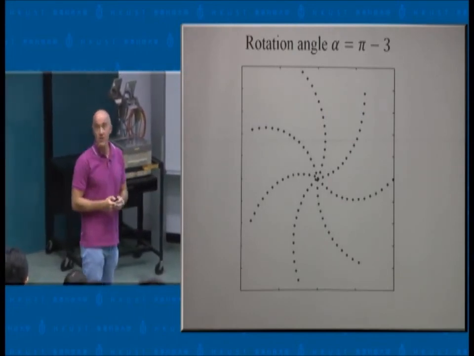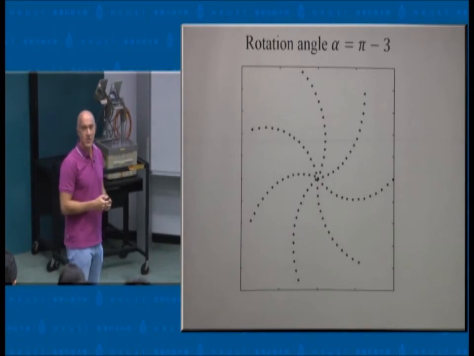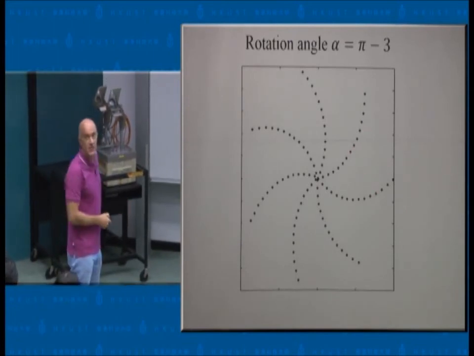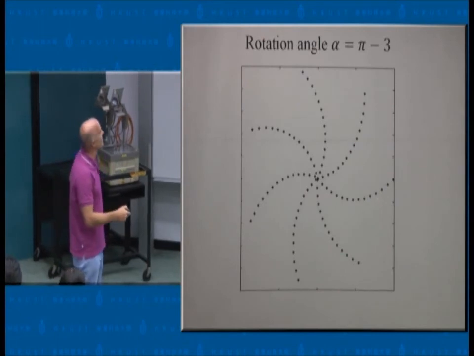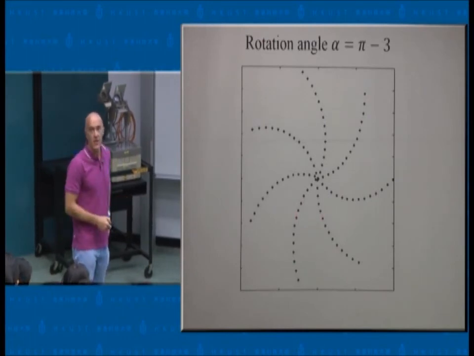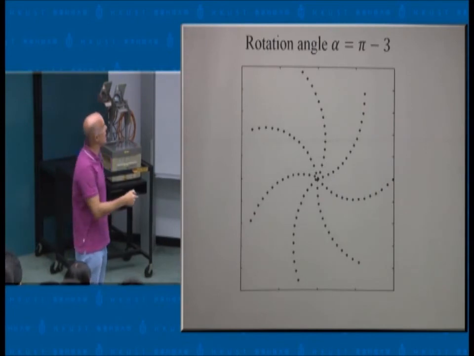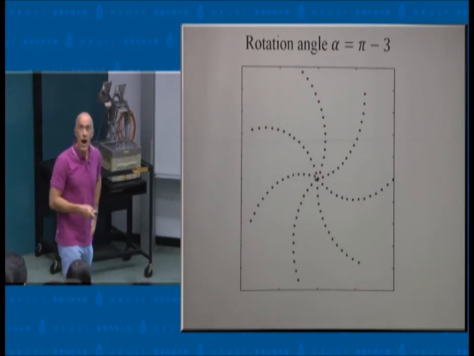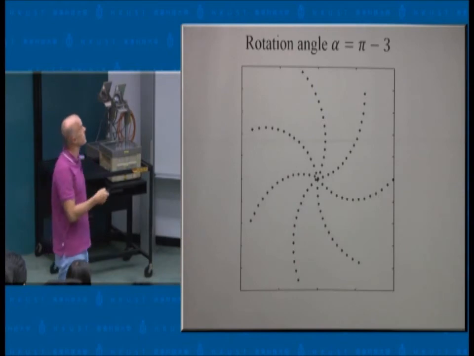We get spirals. 1, 2, I can count this, right? Not too many. 1, 2, 3, 4, 5, 6, 7 spirals, right? 7 spirals. They're going counterclockwise, right? 7 spirals. Okay. Why do we get 7 spirals?